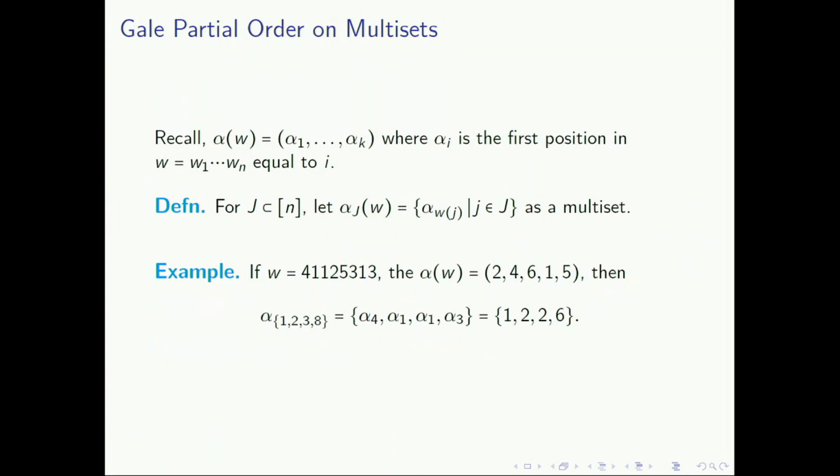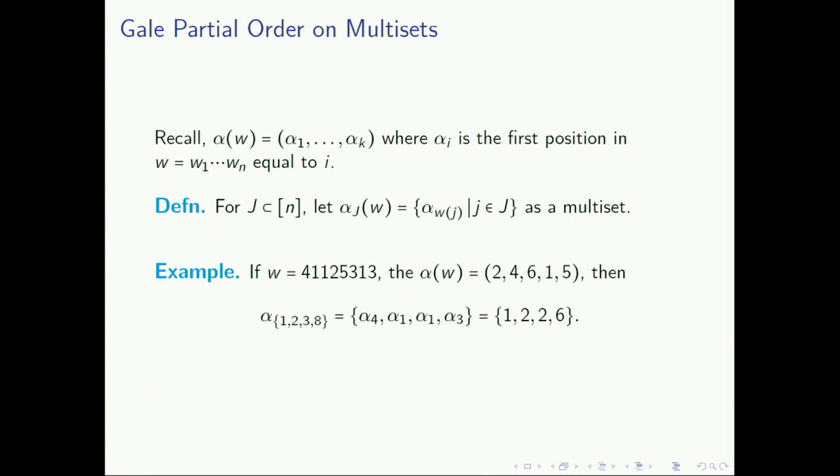Okay, and we have our alpha vector, alpha of W, so that has entries alpha 1 through alpha k. And we're going to use that to get an alpha vector for every subset J. So for every subset J sitting in the numbers from 1 to n, we'll let alpha sub J of W be the multiset, you have to count the multiplicities, the multiset of alphas corresponding to the W_j for j in J.